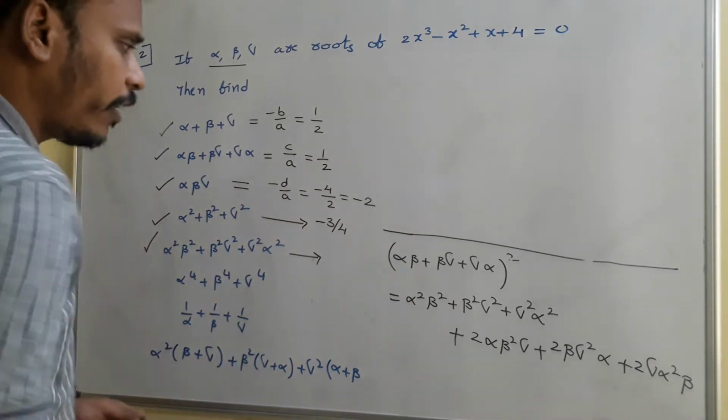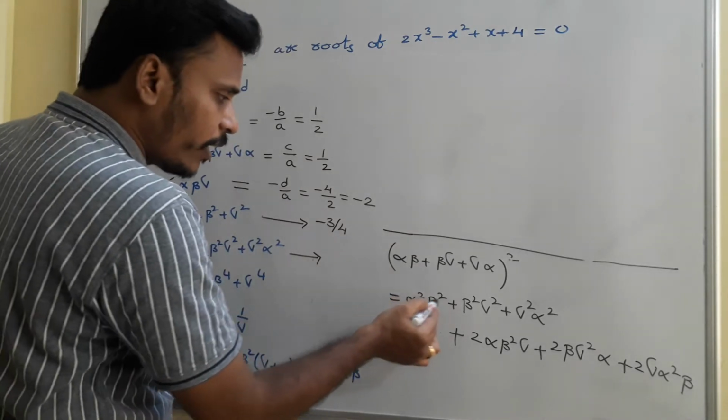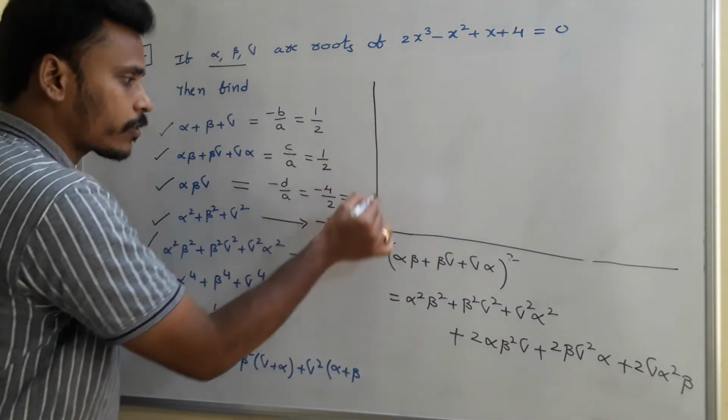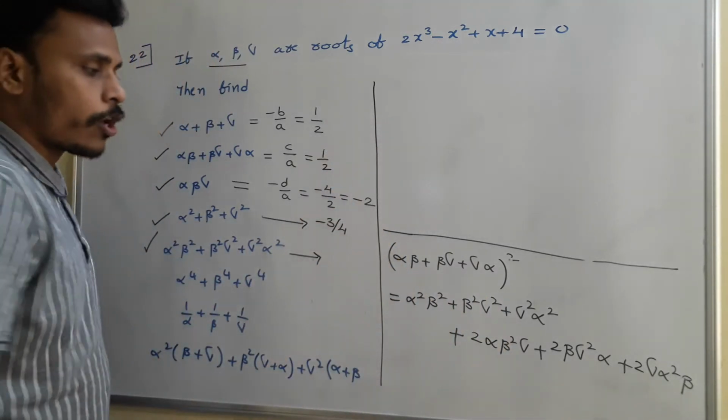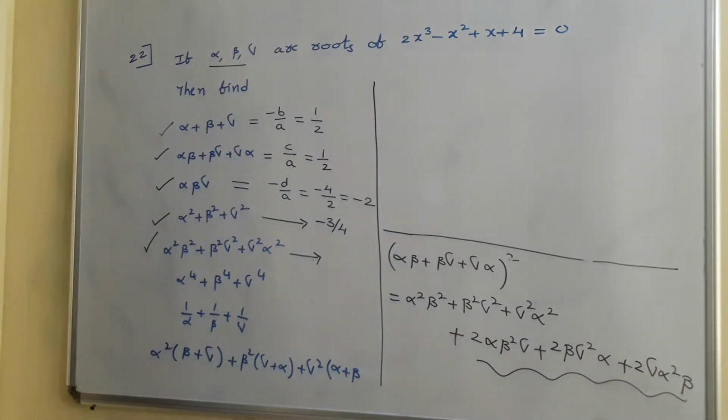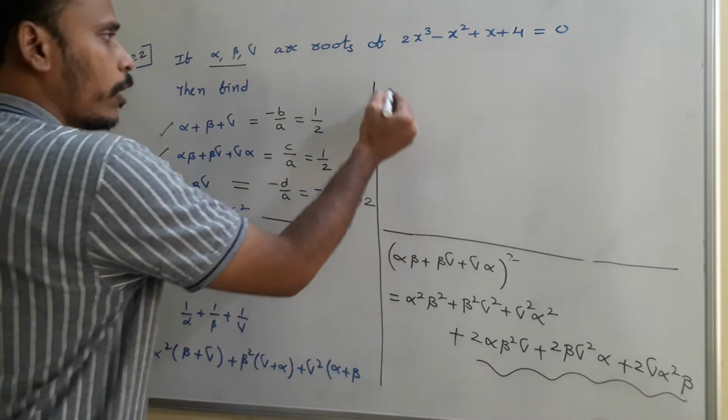So from there, how can we rewrite? We need this alpha square beta square, beta square gamma square, and gamma square alpha square value. See, from these three terms, you just common out alpha beta gamma, 2 alpha beta gamma as a common term. Then you will get like this.